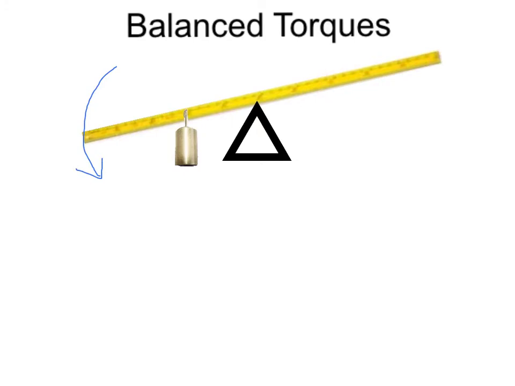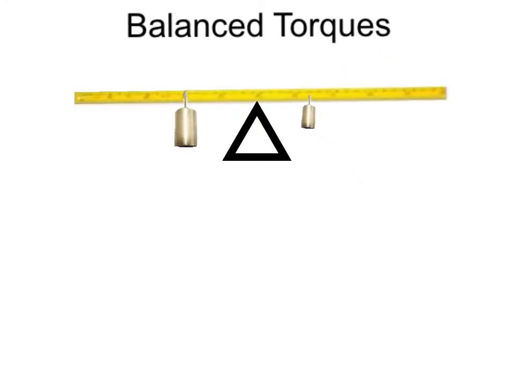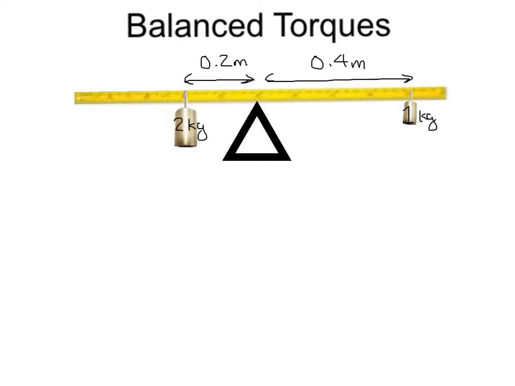So what would I need to do on the other side of the meter stick over here to balance that out? Well, if I had a 1 kilogram mass, I would have to put that 1 kilogram mass at twice the distance away from the fulcrum to be able to balance the torque from this 2 kilogram mass. So we have a 2 kilogram mass, a distance of 0.2 meters away from the fulcrum, balancing out by a 1 kilogram mass at twice that distance, or 0.4 meters away from the fulcrum.